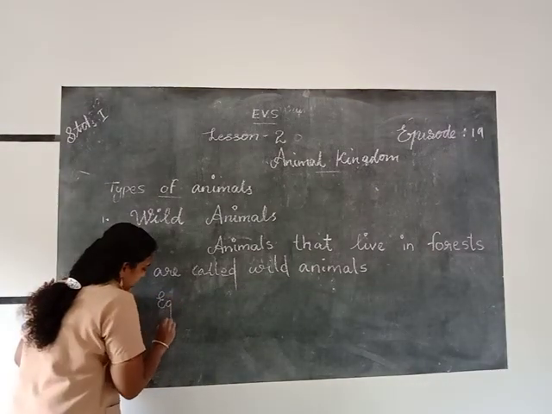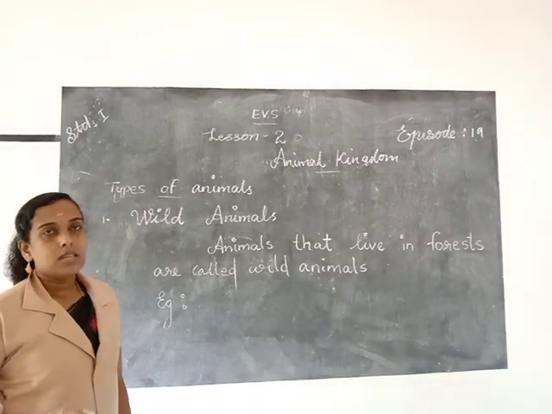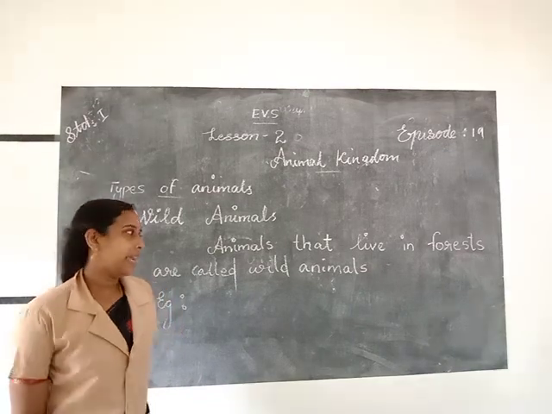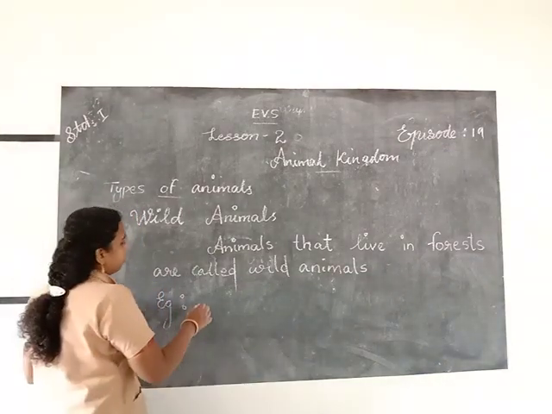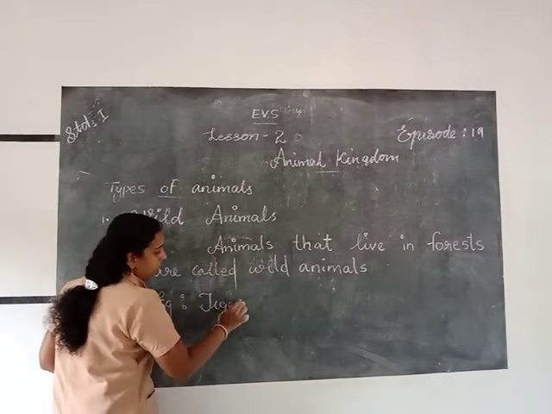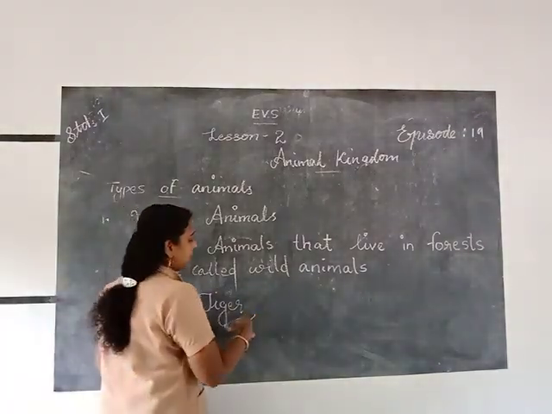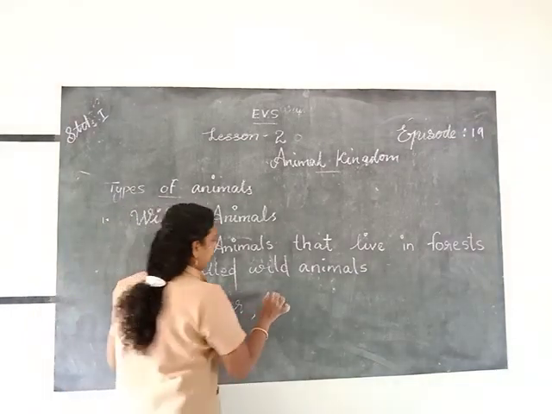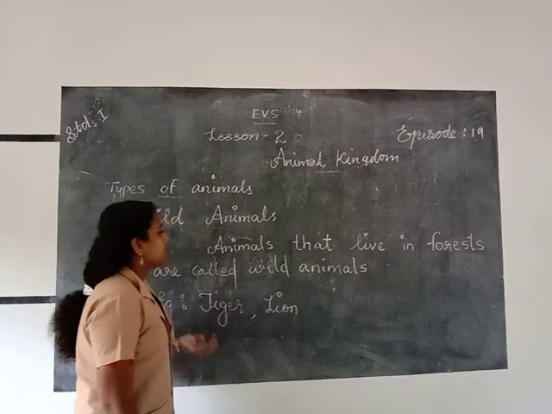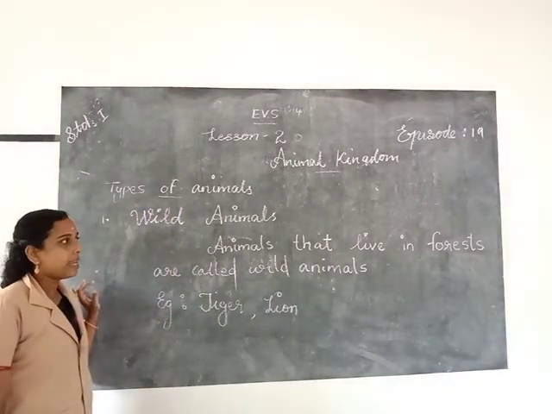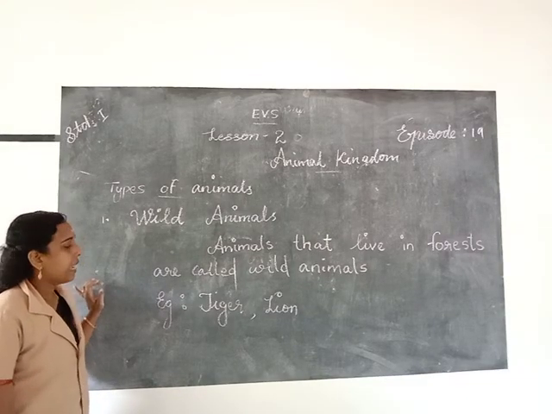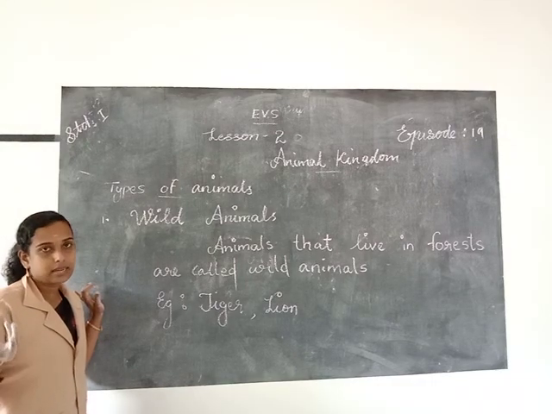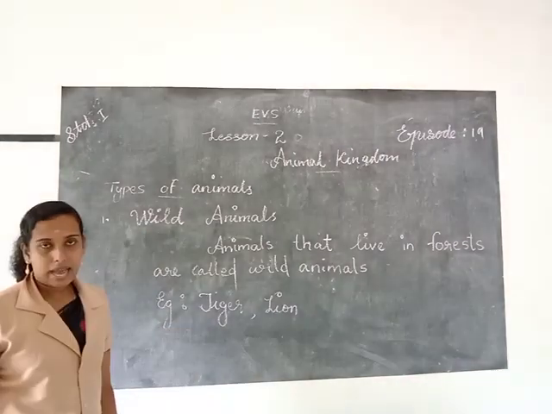And examples for wild animals. Examples of animals that live in forest are tiger, lion, giraffe, bear, elephant, etc. Write any 2 examples. The first one, tiger. Tiger is a wild animal because tiger lives in the forest. Another example is lion, L-I-O-N. Lion is a wild animal because lions also live in forest. So they are called wild animals. Examples: tiger, lion, and more like elephant, bear, giraffe, etc. So the first type of animal is wild animals.